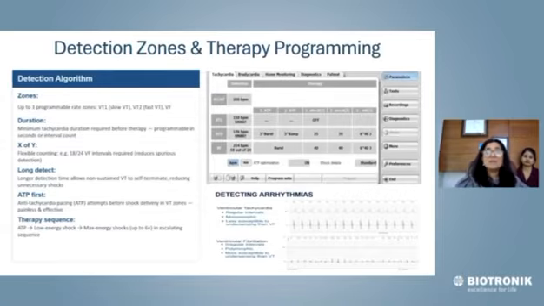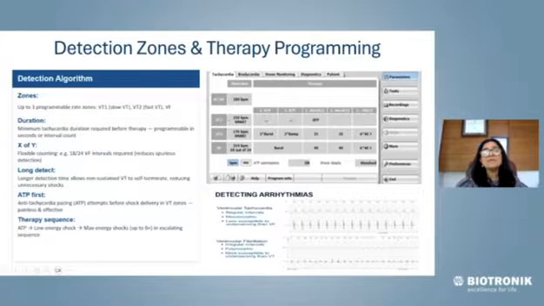You've understood sensing, how sensing happens, what the EGMs are, what the electrodes are, which makes us move to the detection zones and therapy programming. So remember, whenever you get an ICD, you have 3 zones available: a VT1, a VT2, and a VF. It is not imperative that you use all 3 zones.